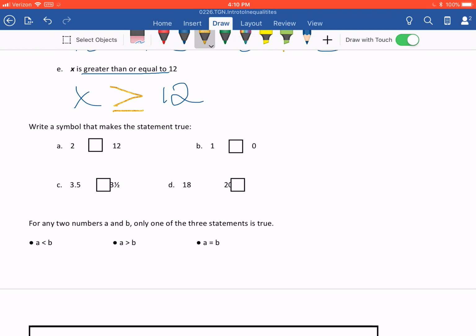We have 2 and 12. There are a few different symbols we could write. I know that 2 is less than 12, so I could put my less than symbol. I also know that 2 is not equal to 12, so I could have put my not equal to symbol. I also know that it is less than or equal to 12, so I could have put that symbol as well. So for this one, there are 3 options. Go ahead and try B, C, and D on your own, and then unpause when you're ready to check.